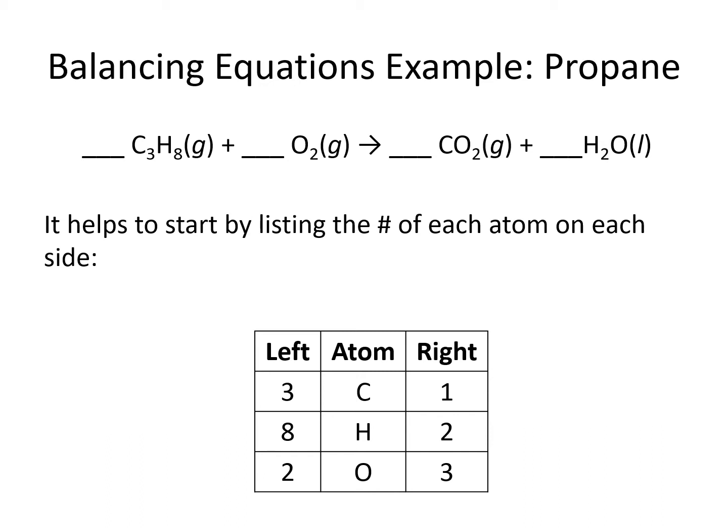We've listed how many we have on the left and how many we have on the right. Notice that they don't match. At the end of balancing, they need to match so that the number of atoms we put in equals the number of atoms we get out.